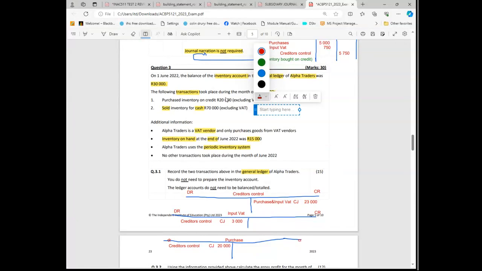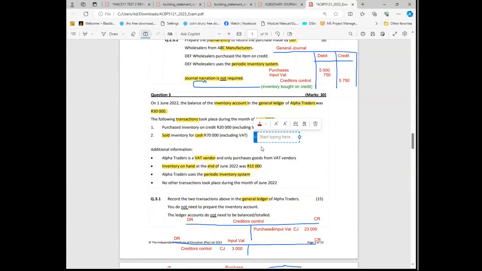Is it because you sold for cash? Yes. And what was the account? It's debtors control because we sold for cash. But how can you sell for cash and say you've got debtors? We didn't sell on credit, so why do you say debtors? Oh, then it'll be bank.